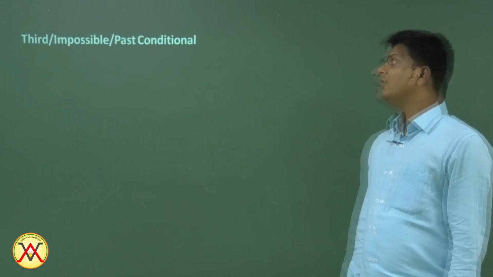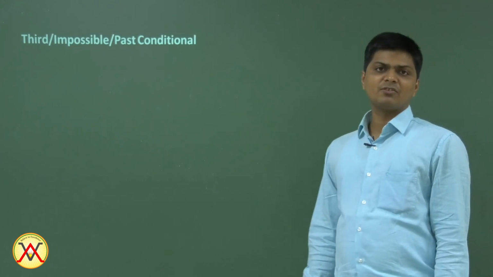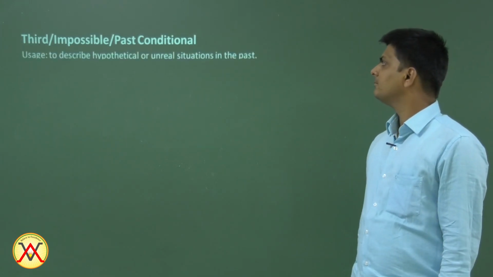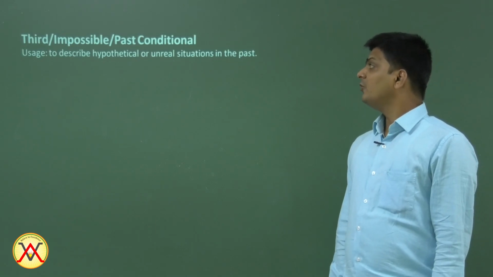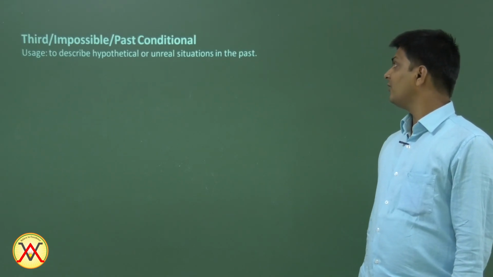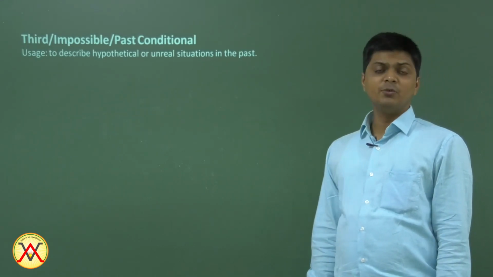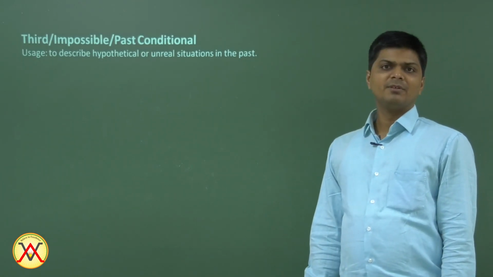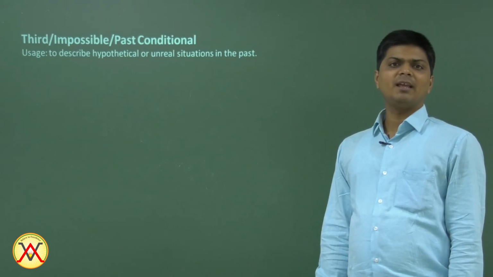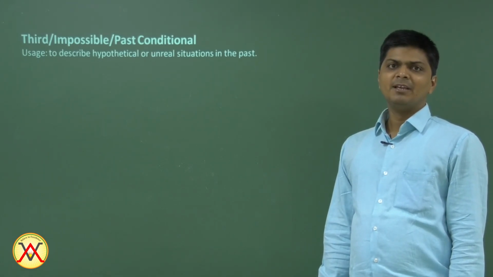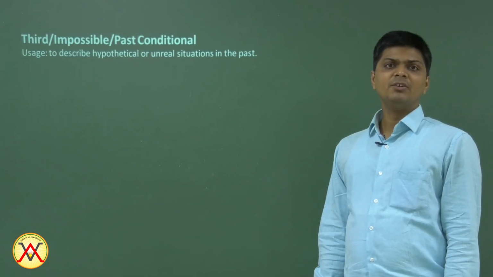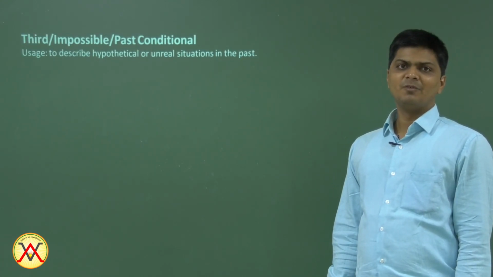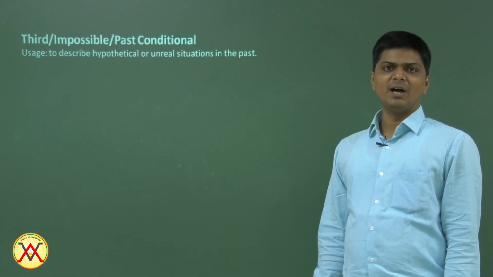Then the third conditional. It is also called impossible conditional or past conditional. Usage. It's used to describe hypothetical or unreal situations in the past. Something that was not done and now cannot be done. If you had got up early in the morning, you would not have missed the train. Well, you can't change it now.